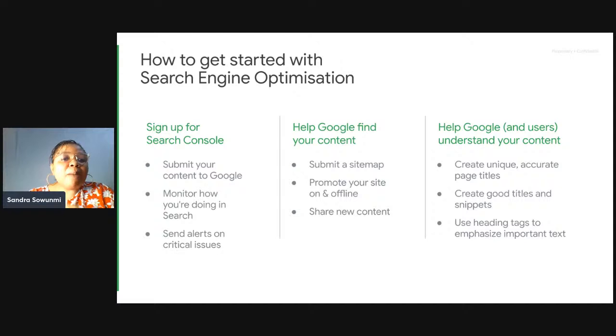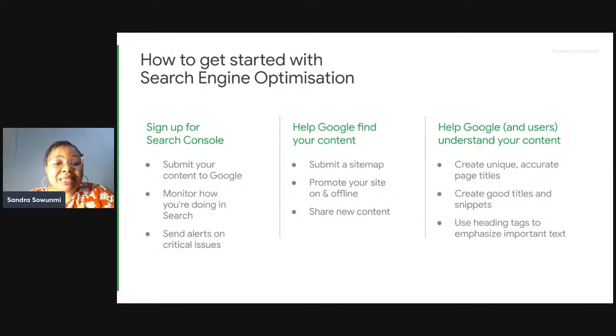Do you understand? Then promote your site on and offline. Share new content. You have to always ensure that you share new content that is relevant to your target audience. Then help Google and users understand your content. Like I already said, create unique, accurate page titles. Very, very important, so that people can actually use that to look out for you.